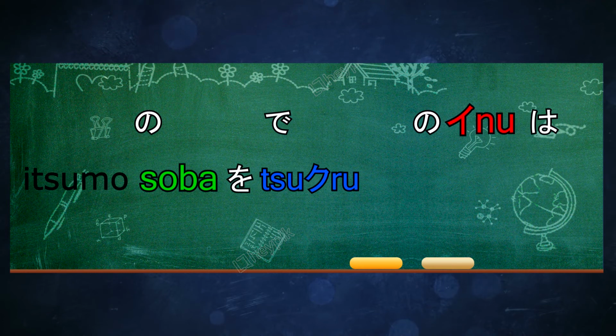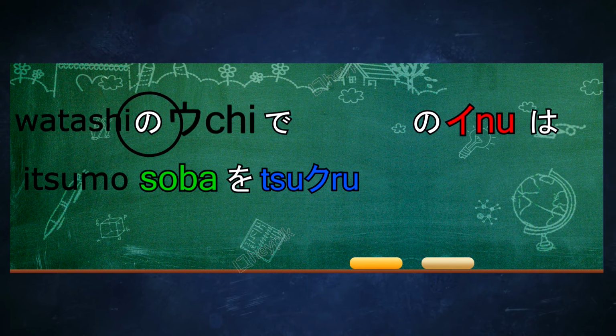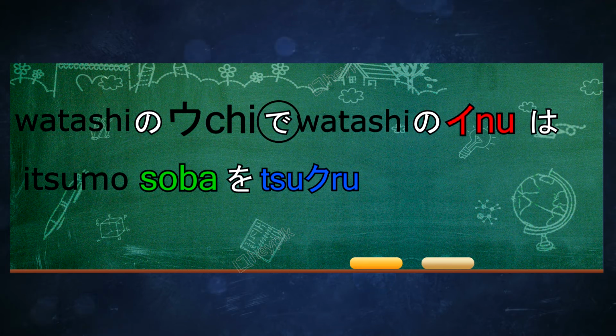In this sentence there are two no particles. The first no connects watashi and uchi, which means that the house has to do with me. It's my house. The same applies for watashi no inu. So the subject isn't just any dog, it's my dog. The last particle remaining is the de. De marks a place at which an action takes place, so in this case the place that is marked is watashi no uchi, so it means at my house.